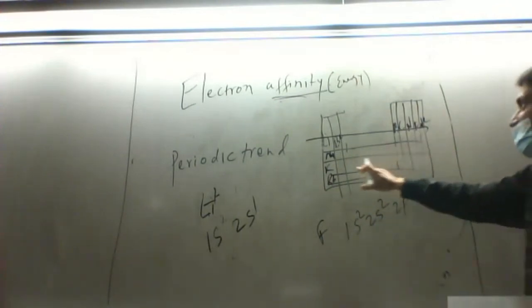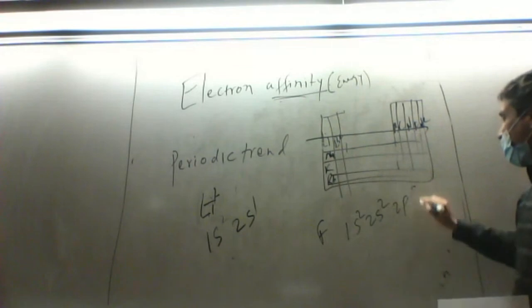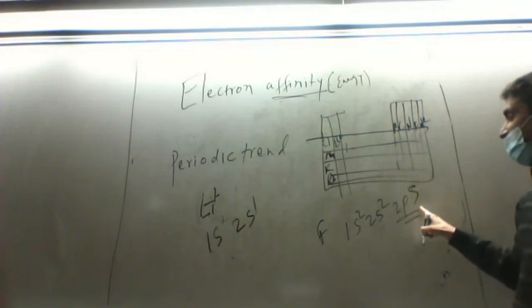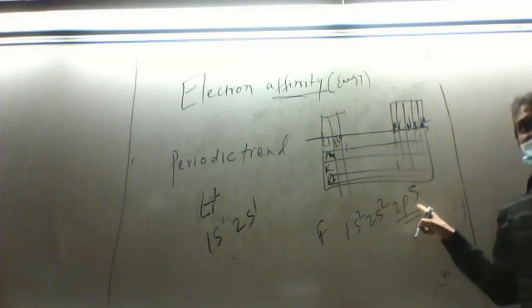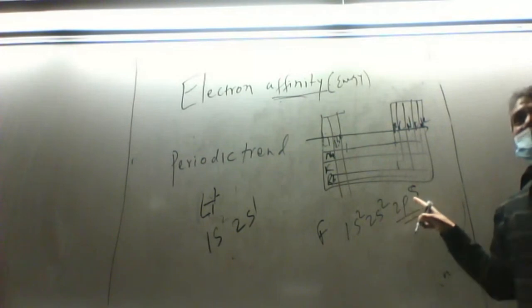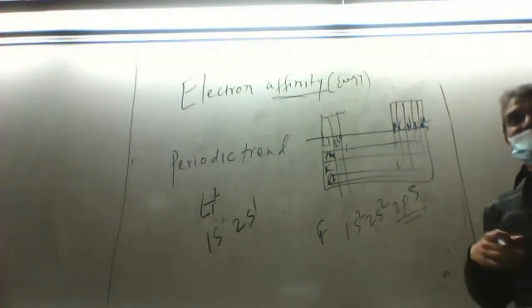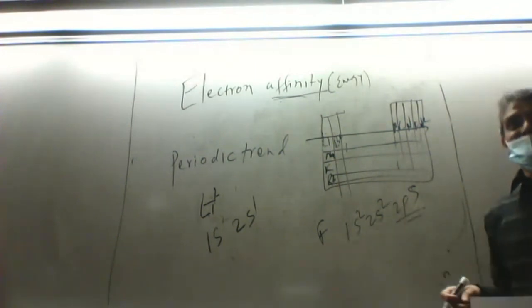Or you can do the electronic configuration here. I have 2p5 in the outermost orbit of fluorine, so it is looking for one electron to be stable. It is always trying to find one electron, so it has a large electron affinity value.